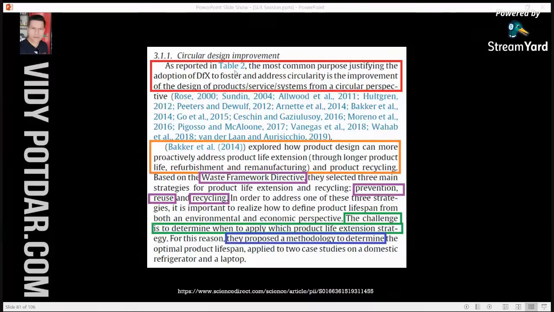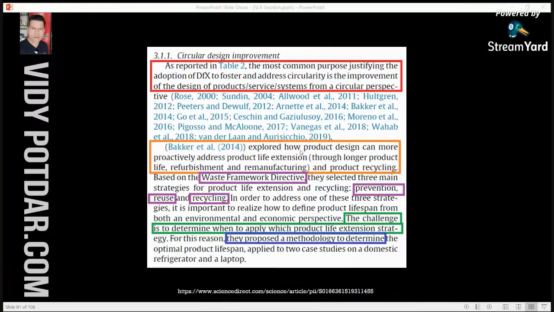As reported in table 2, the most common purpose justifying the adoption of DFX to foster and address circularity is the improvement of the design, product, services from a circular perspective. So these are some of the studies that are addressing this.